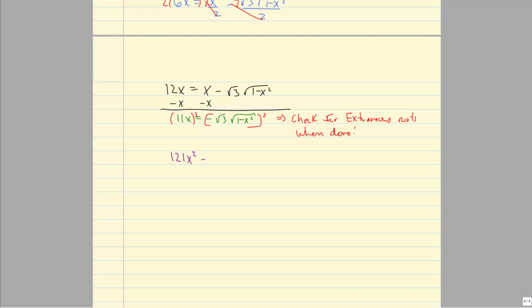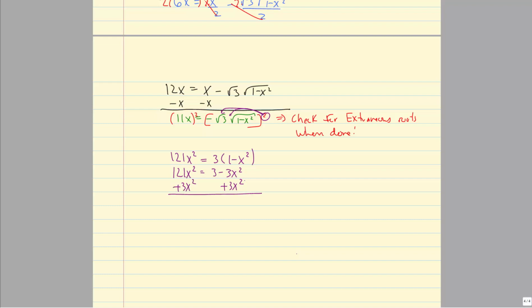Now on the right hand side I can take this square and distribute it through a product. If this was addition or subtraction, I couldn't do it. So negative root 3 times negative root 3 is a positive root 9, and the square root of 9 is 3. And the square root and the squared would cancel each other out, and I'll be left with 1 minus x squared. So I have 3 minus 3x squared. And then I'll get all my x squareds on the left by adding 3x squareds to both sides.